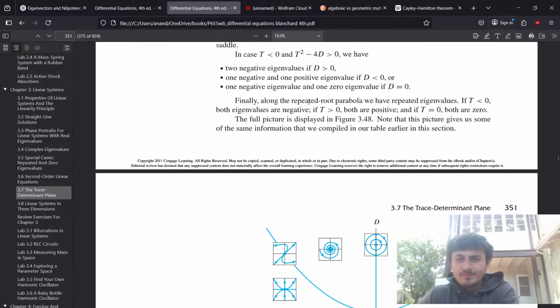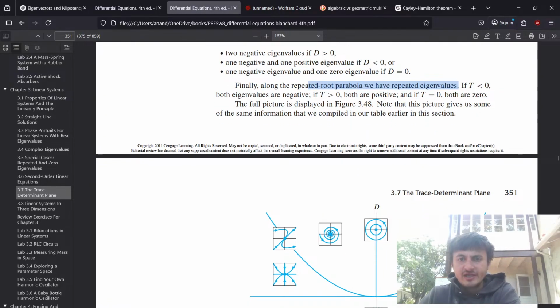Finally, along the repeated root parabola, we have repeated eigenvalues, because that is where, yeah. So if t is less than 0, both eigenvalues are negative. Because, well, why would you say both? There's only one.